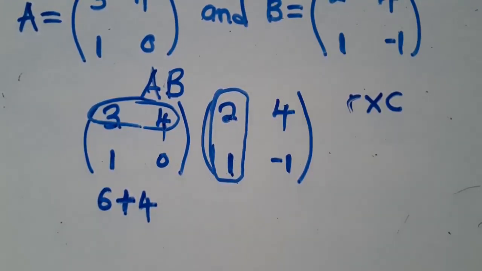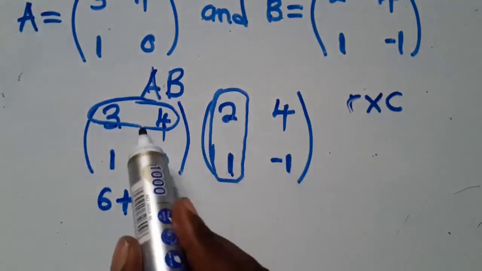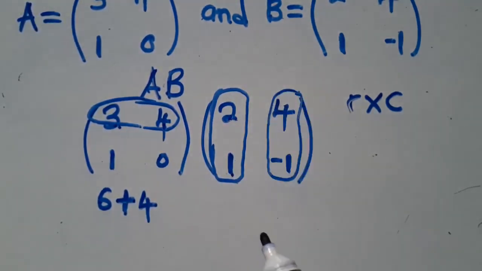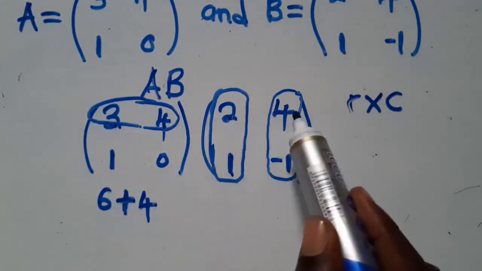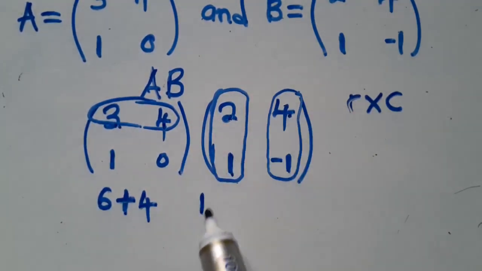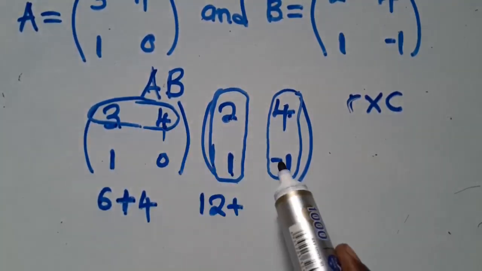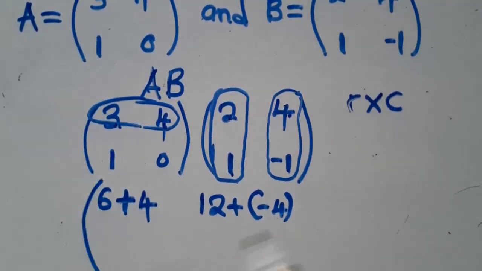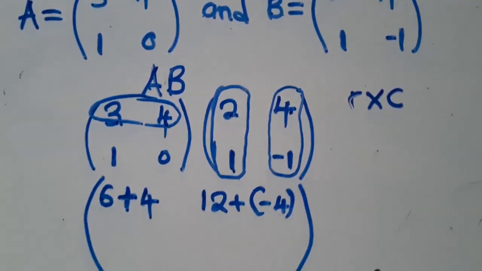So from here now, what's the other thing? What are we supposed to do? You get this same row, multiply it with that other column which is there. So 3 times 4, it is 12. Plus 4 times negative 1, it is negative 4. You do that. You are done on top.